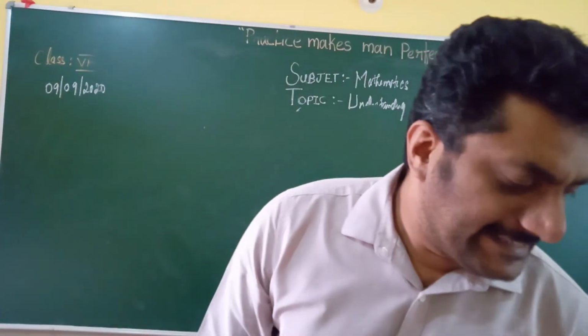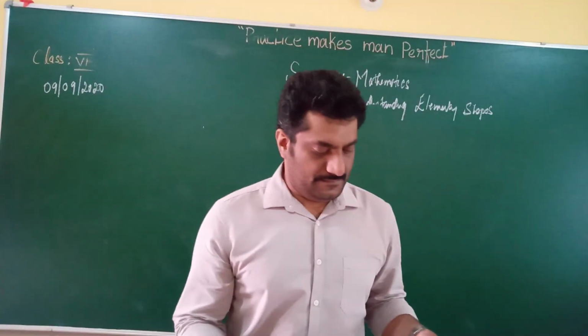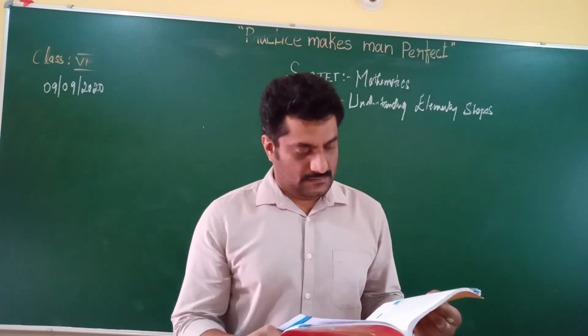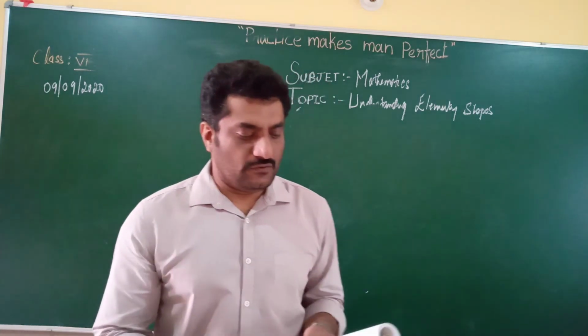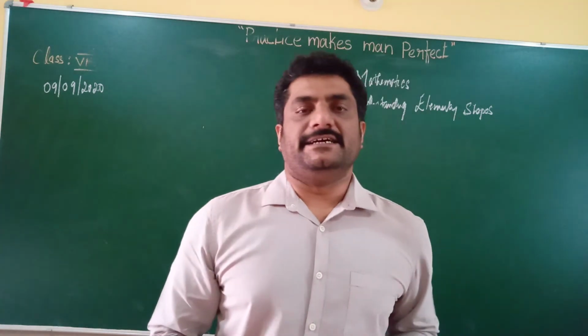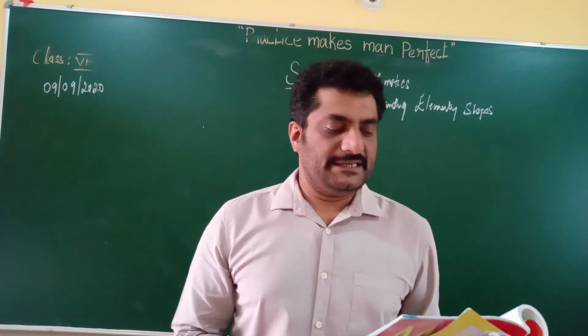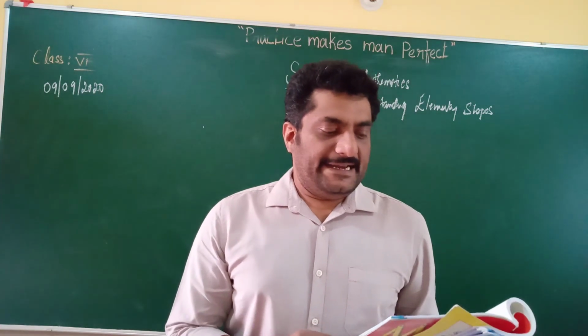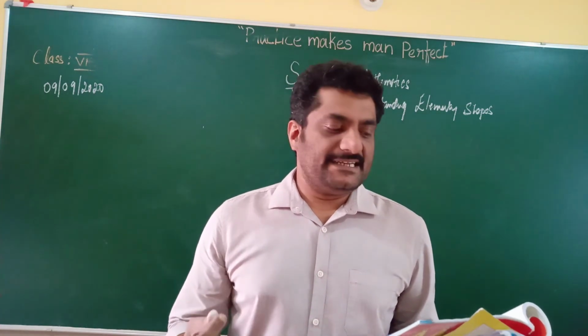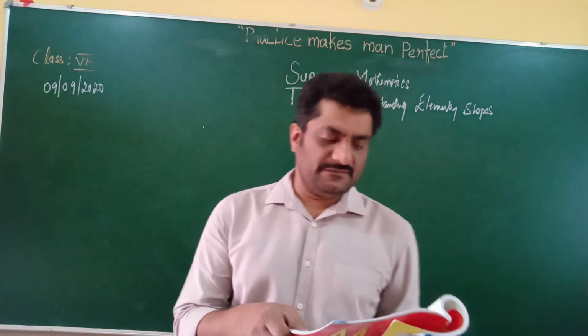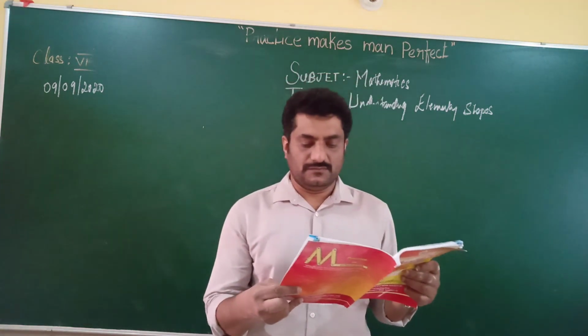Now in exercise 5.4, what is the measure of a right angle? Right angle is 90 degree. What is the measure of straight angle? 180 degree. And the measure of an acute angle is less than 90 degree. State true or false. They're just asking about different types of angles. I'm sure you should be able to do.